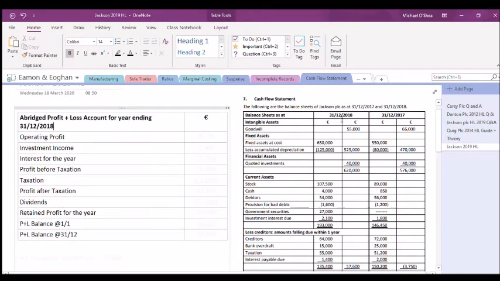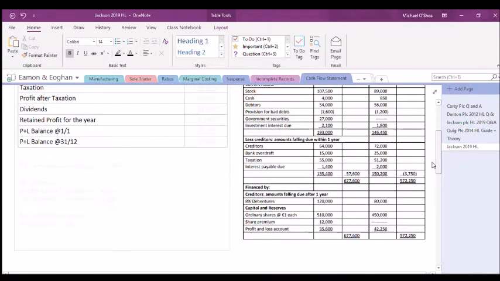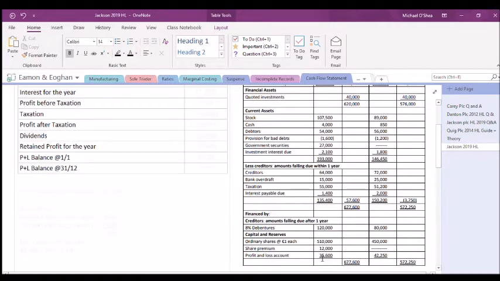This is for the end of the year, and this is the beginning of the year, end of last year. My profit and loss balance at the end of the year is 35,600. So that 35,600 can go in there. My profit and loss balance from the beginning of the year was 42,250. So I can put in the 42,250 there.